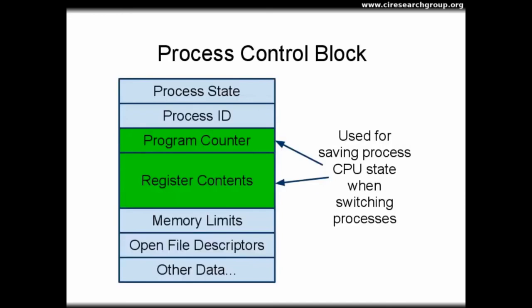Here is a process control block in greater detail. Some of the information fields include process state, the unique ID for the process, the process program counter, CPU register contents, memory limits for regions of memory used by the process, open file descriptors, and other data. When performing a process switch, it is critical that the operating system saves the process's CPU state. At a theoretical minimum, this state information includes the program counter and CPU register contents. In practice, more information will be saved during each process switch.